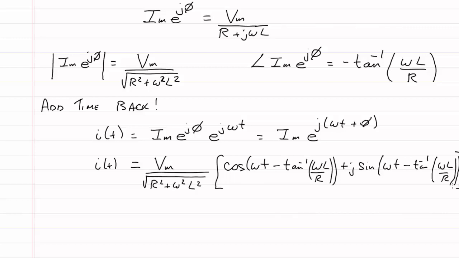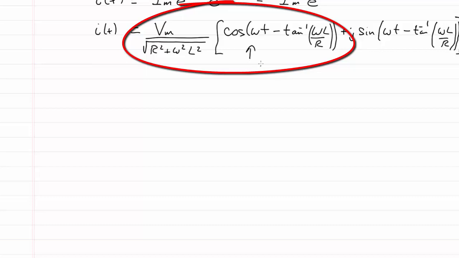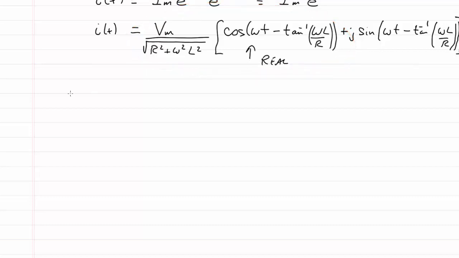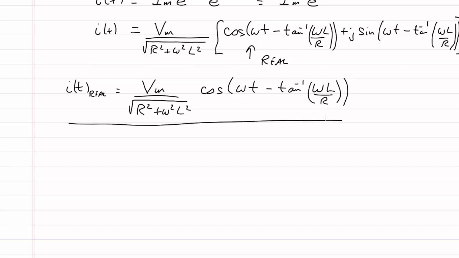But we're not actually interested in the complex output, because we only really want to find the output due to the real input. And so I can just take the real part and write that the real output, I of t real, will be simply equal to Vm over the square root of R squared plus omega squared L squared times the cosine of our radian frequency omega t minus the inverse tan of omega L over R. And that becomes the desired output.